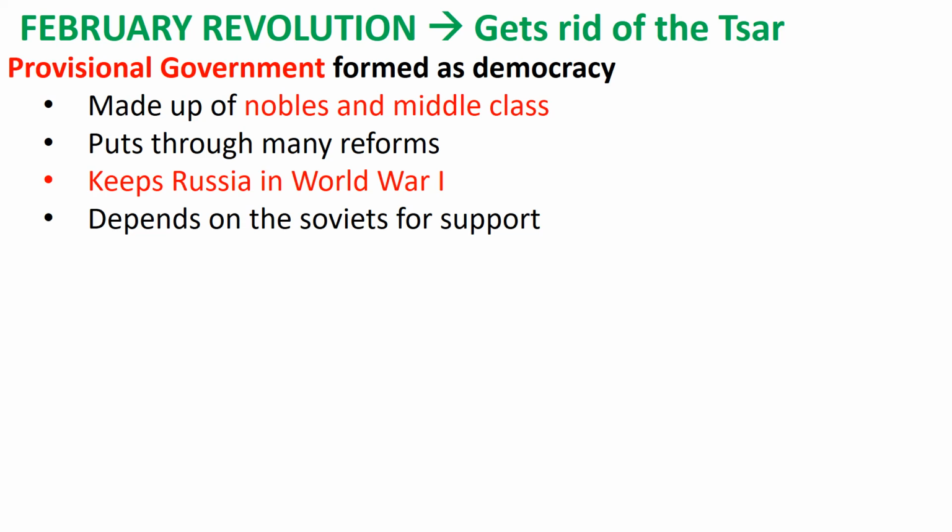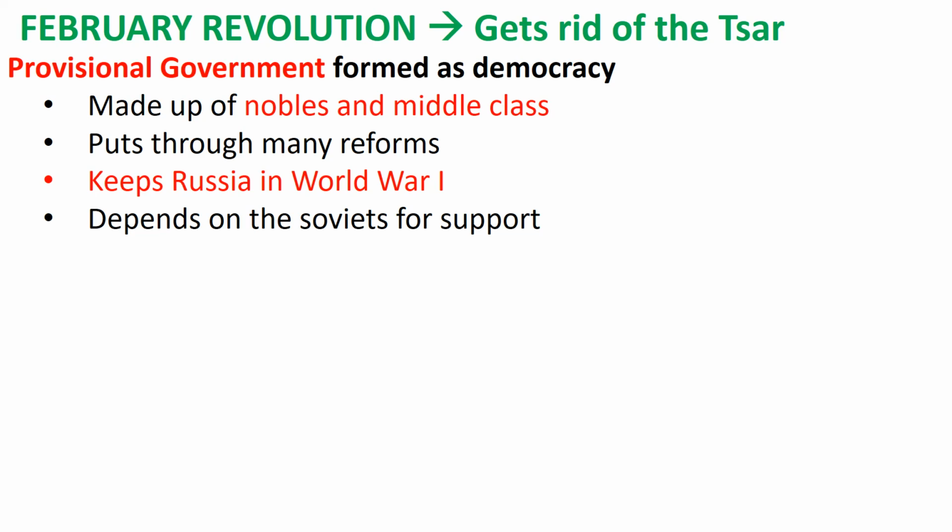So then they have this provisional government which is formed, and it's basically a democracy, but it's made up mostly of nobles and the middle class, who are the people who are educated and kind of poised to take charge of a government. So they put through some reforms that the Tsar wasn't willing to do, which is very welcome, but they make some mistakes. The biggest one of which is they decide to keep Russia in World War I. They didn't want to be the people who came in and lost the war, so they kept them in there, even though Russia just keeps getting its butt kicked.